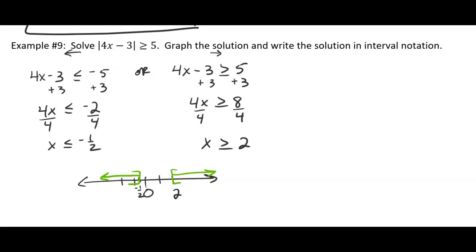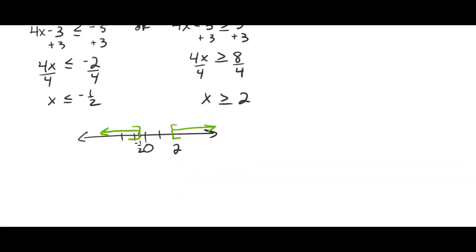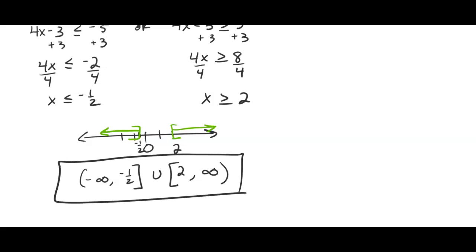So, how do we write it in interval notation? Well, it follows the graph. So negative infinity to negative 1/2 with a bracket, union 2 to infinity parenthesis. And that's how it looks.